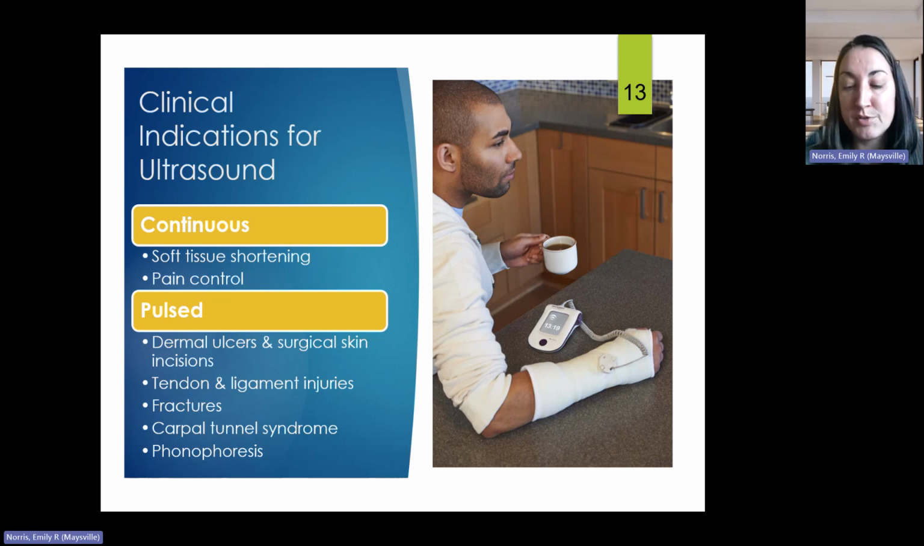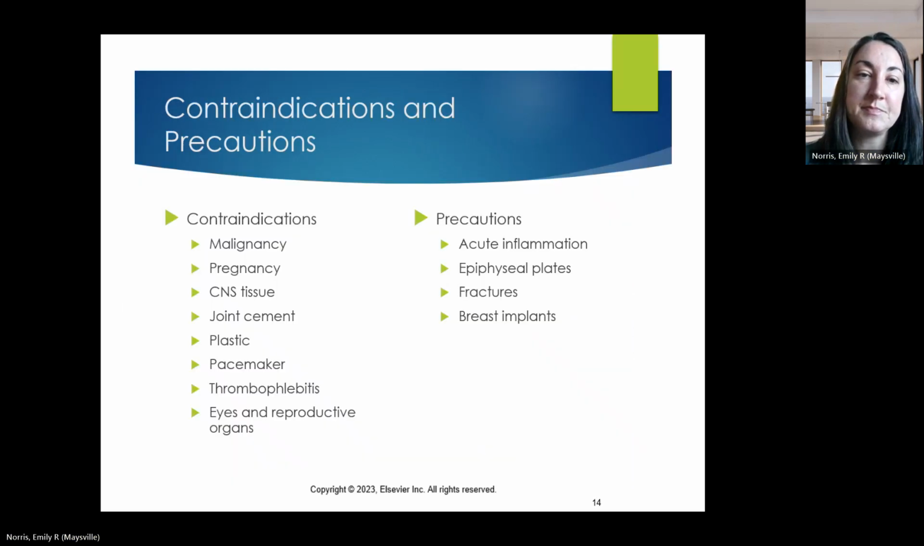And then you can also use it over carpal tunnel. There's also a little bit of mixed research on that and mixed feelings on that based on clinicians. But that is one indication for pulsed ultrasound. Some of the contraindications and precautions.